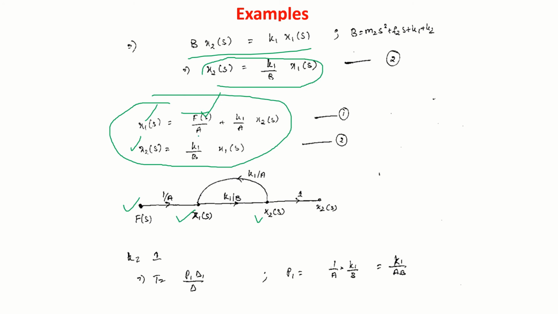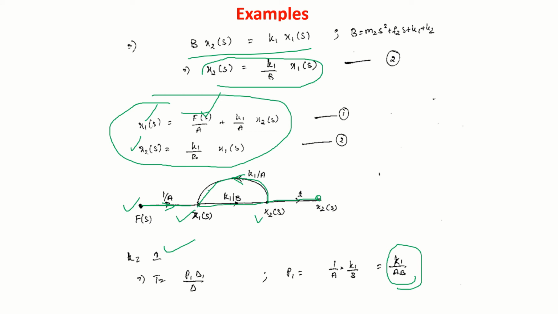So f of s is an input signal, x1, x2. Okay, f of s goes with 1 by a to x1 of s. Fine. Then x2 to x1, and x1 to x2. Just to define the output node, you can extend with a gain of unity. So there is only one forward path, so k equal to 1. So T will become p1 delta 1 by delta. Correct, path gain is 1 by a times k1 by b, so k1 by ab.